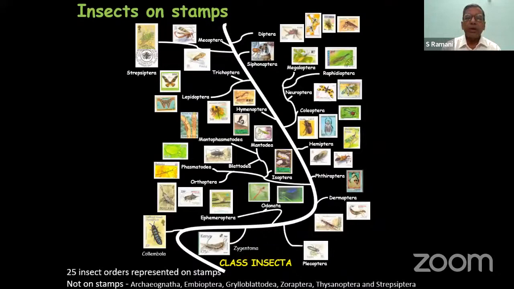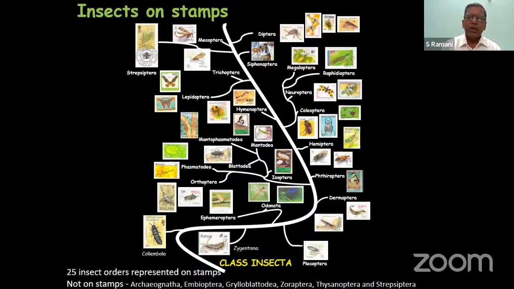I would not try and tell you that this is the phylogeny of the insect orders, but just to show that there are stamps which have come in all these groups, I have put this picture just to tell you that there are stamps from among 25 orders. So there are some orders in which just one stamp has come out. I will talk to that a little later. And there are also several other groups where a large number of stamps have been produced, like the Lepidoptera, the Odonata, Hymenoptera, Diptera. On all these orders, a large number of stamps have been produced. We will look at these numbers a little later, in the next slide or so. There are, of course, a few orders on which stamps have not been produced, like Archaeognatha, Embioptera, Grylloblattodea, Zoraptera, Thysanoptera, and Strepsiptera.